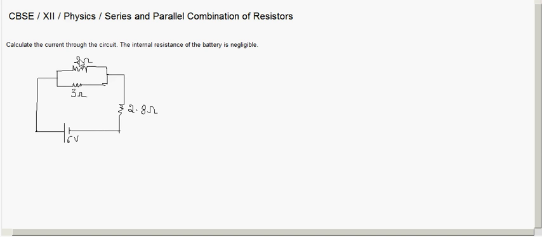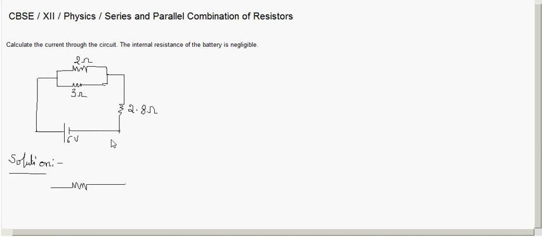Calculate the current through the circuit. The internal resistance of the battery is negligible. First find out the equivalent resistance of the network. It's very clear that here 2 ohm and 3 ohm are connected in parallel. Reduce the network into single resistance.